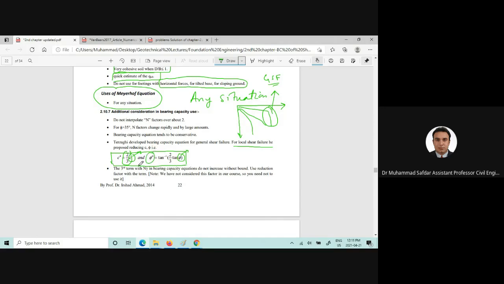So phi double prime and c double prime are the revised, or modified, shear strength parameters which you are going to use if you want to find out the bearing capacity using Terzaghi's bearing capacity equation for local shear failure mode.